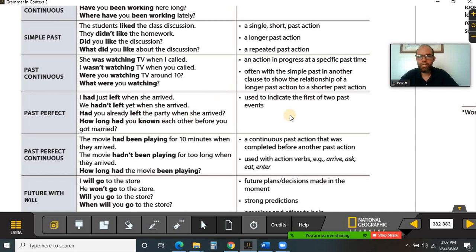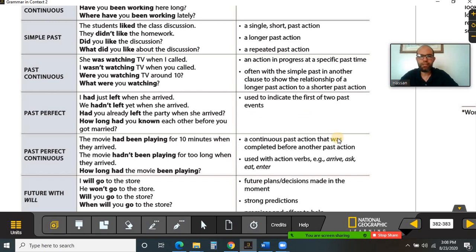Back to the usage. When we have two actions, one happened before the other in the past, we use the first one in the past perfect and the second in the simple past. Okay, so example: I had just left when she arrived. Now here we have two actions. To tell which one happened first and which one happened second, we look at the verb tense. The one in the past perfect is the action that happened first. The one in the simple past is the action that happened second. This is how we analyze it. So I had just left. The action of my leaving happened before the action of her arriving. Okay, this is the past perfect.